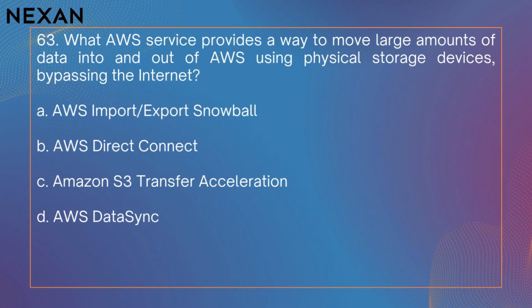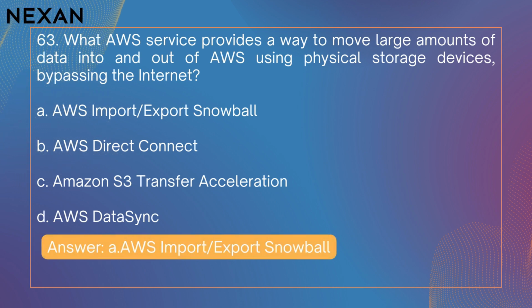63. What AWS service provides a way to move large amounts of data into and out of AWS using physical storage devices, bypassing the internet? A. AWS Import/Export Snowball. B. AWS Direct Connect. C. Amazon S3 Transfer Acceleration. D. AWS DataSync. Answer: A. AWS Import/Export Snowball.